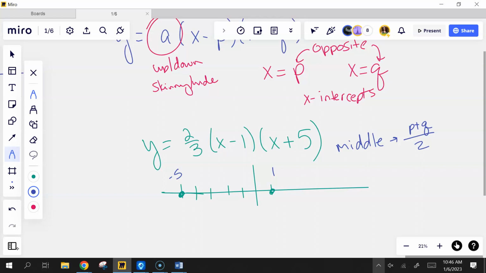Okay. -5 plus 1 is? Wait, hold on. Oh, wait, -4. -4 divided by 2. Is that the middle? Say yes, because it is. Yes, the opposite.